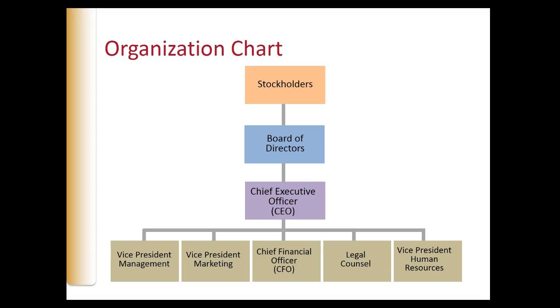This slide here represents what we call an organization chart, tracing the lines of authority for a typical corporation. Now, ultimately, a corporation's stockholders control the company because they own the company. But by voting their shares, the stockholders determine the makeup of the board of directors, and the board of directors, in turn, appoints the management to run the company.